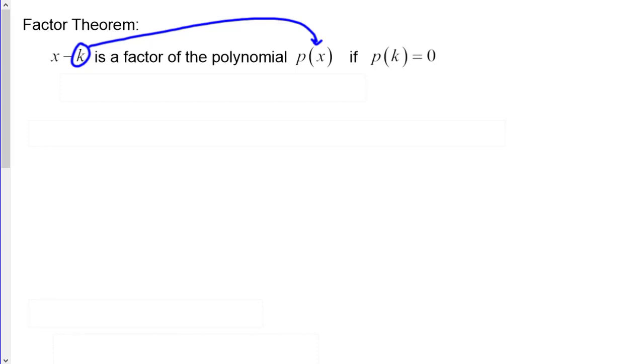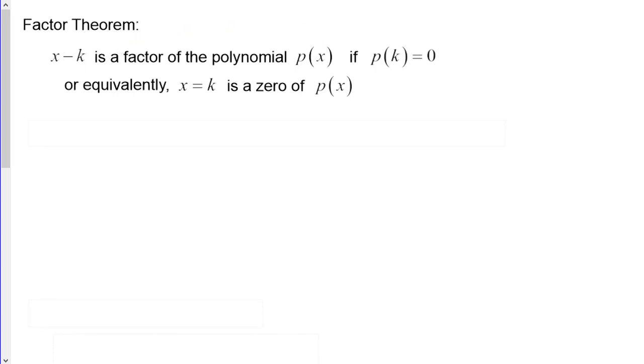Or equivalently, x equals k is a 0 of p of x. So if x minus k is a factor, x equals k is a 0. These are equivalent statements. Notice, however, the use of positives and negatives. If you have x plus 2 as a factor, then what that means is x equals negative 2 is a 0. So it's always the opposite of this number because of that negative right there. We'll get into that as we move forward.